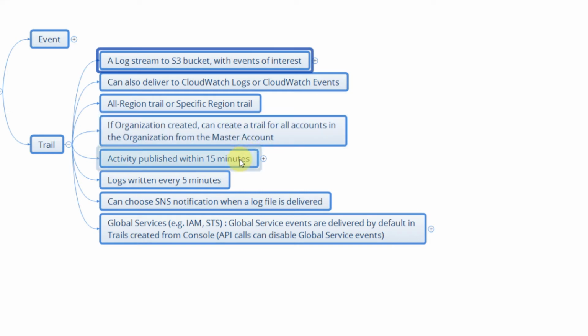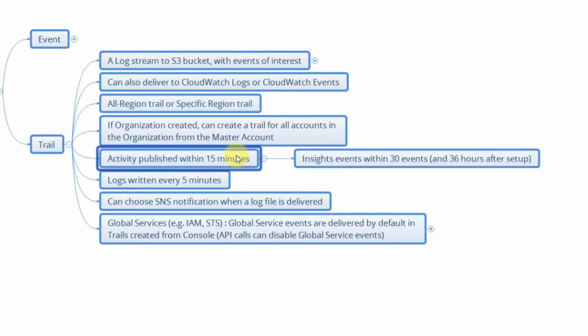Now, activity for a trail is published to S3 within 15 minutes of it happening. However, insights events are recorded within 30 minutes of happening, and it takes 36 hours for insights events to show up after the trail is set up.